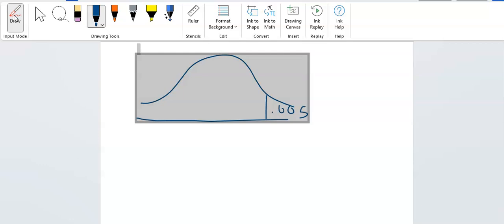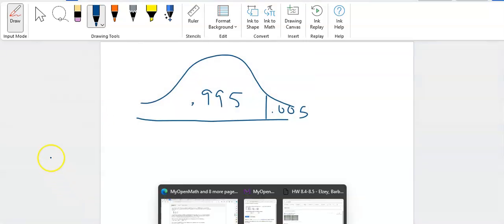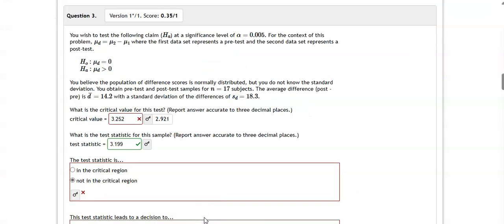But let's remember when we look things up, we're looking things up according to what's on the left. So if we subtract 0.005 from 1, what's on the left is 0.995. So we want to look up 0.995. And going back for a second, let's notice there were 17 test subjects, so small again. So we want to use t with 16 degrees of freedom.